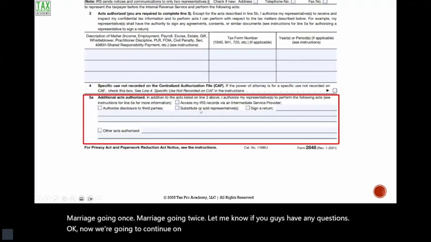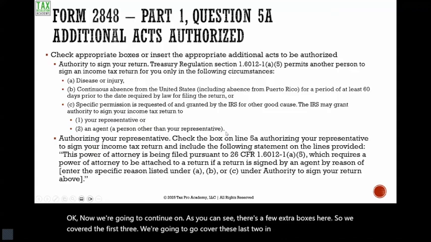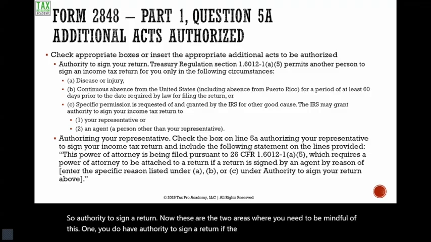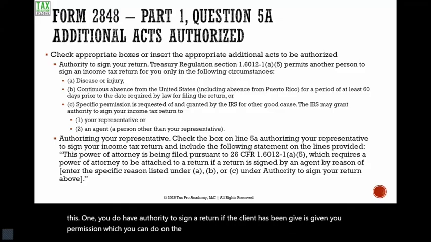As you can see, there's a few extra boxes here. So we covered the first three. We're going to cover these last two in this area. So, authority to sign a return. Now, these are the two areas where you need to be mindful of this. One, you do have authority to sign a return if the client has given you permission, which you can do on the power of attorney, and it's in these limited situations.